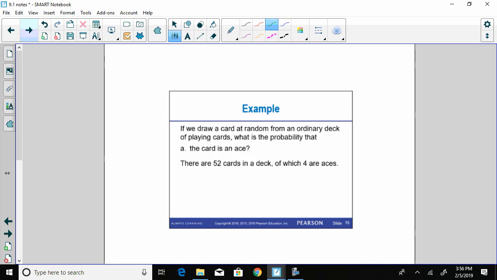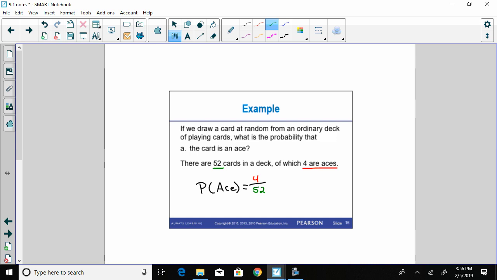If we draw a card at random from an ordinary deck of playing cards, what's the probability that A, the card is an ace? Well, first of all, you have to remember that there are 52 cards in the deck and 4 of them are aces, right? So if I said, what's the probability of getting an ace? Well, there's 4 out of the 52 in the deck.